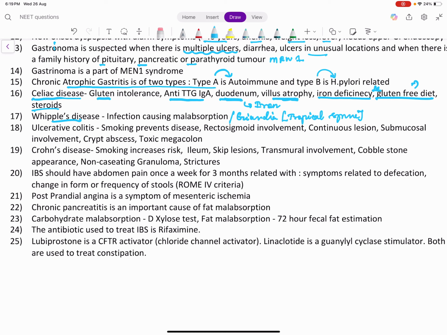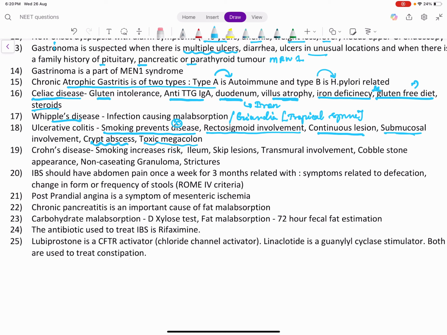Now coming to inflammatory bowel disease. We have two inflammatory bowel diseases. One is ulcerative colitis, another is Crohn's disease. Let us differentiate them. Ulcerative colitis, smoking prevents the disease. Very important to remember. The organs involved here are rectum, sigmoid, and the descending colon, the left side of the colon. It is a continuous lesion and submucosal lesion. So since it is submucosal, it will not cause any strictures. Crypt abscesses are the pathological finding. Toxic megacolon is the complication.